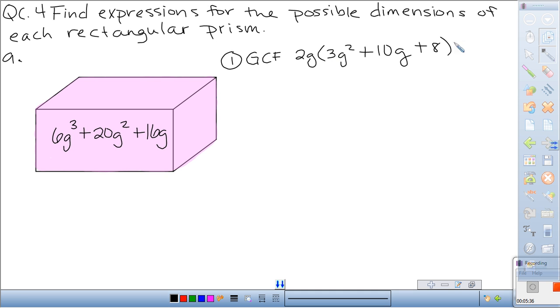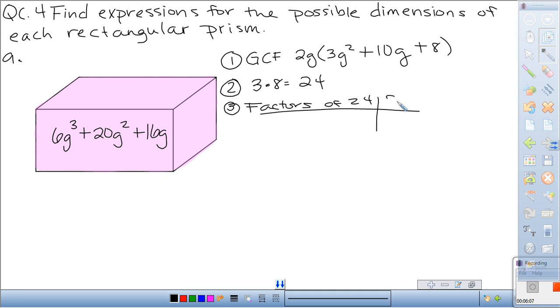Now we can use our grouping method to expand this out into a 4-term polynomial. So our second step is to rewrite this as a 4-term polynomial. In order to do that, I have to multiply 3 times 8. So 3 times 8 gives me 24, and then I need to find the factors of 24 that add to be my middle term, in this case 10.